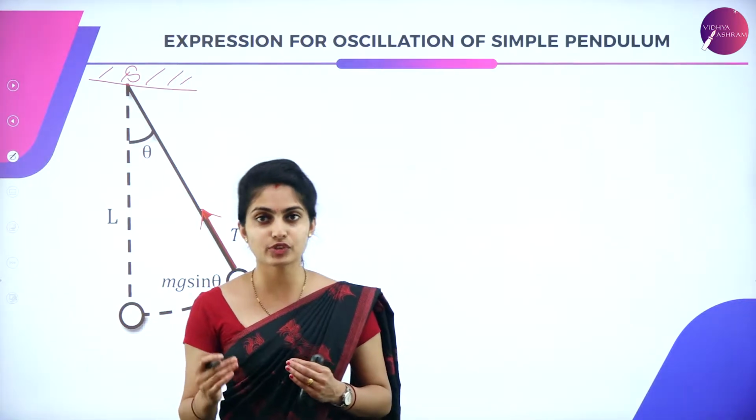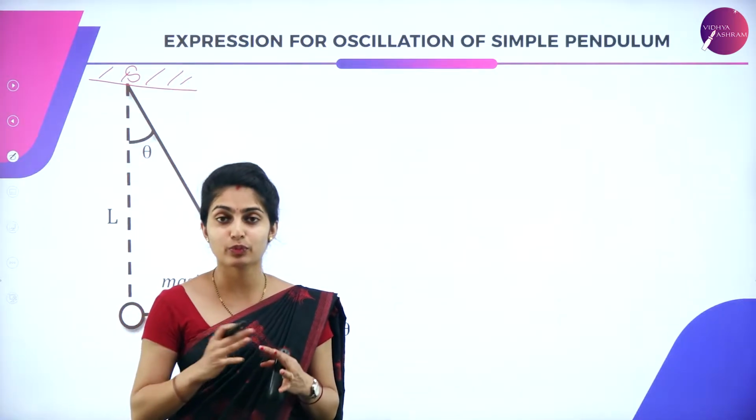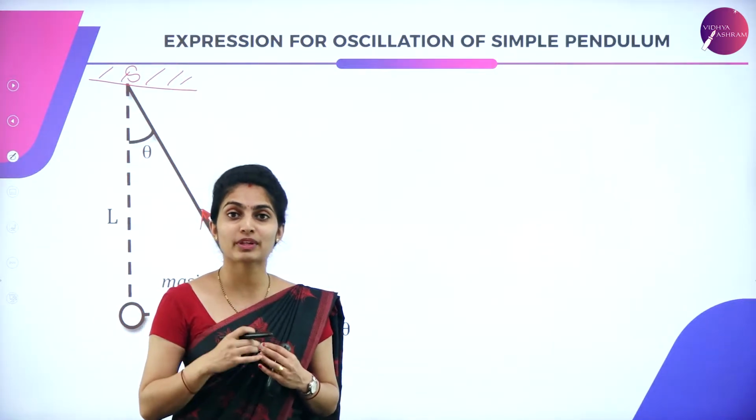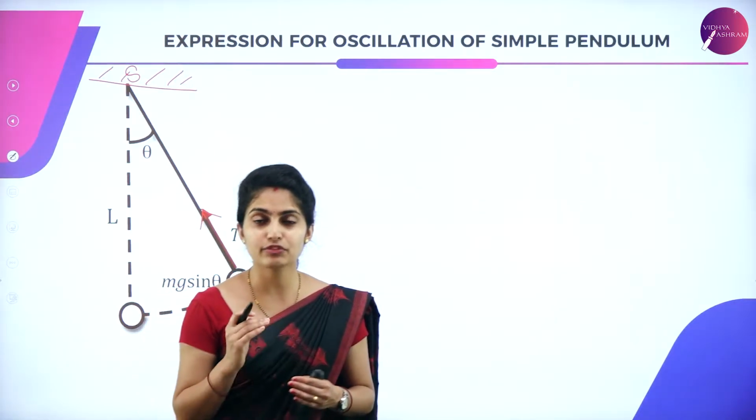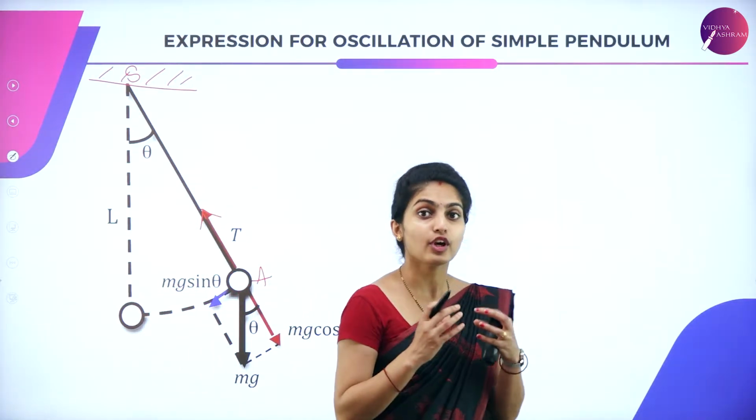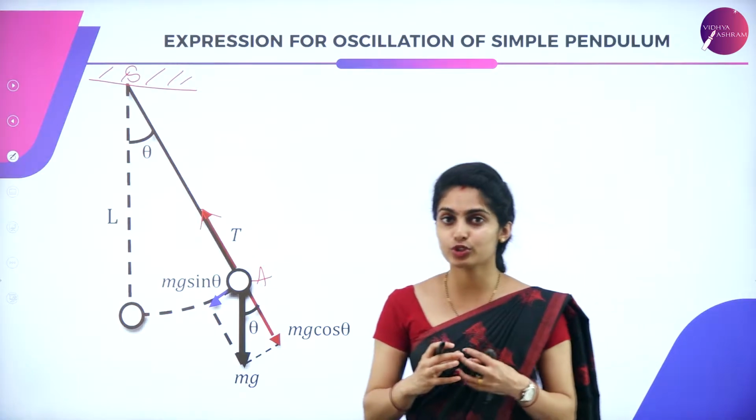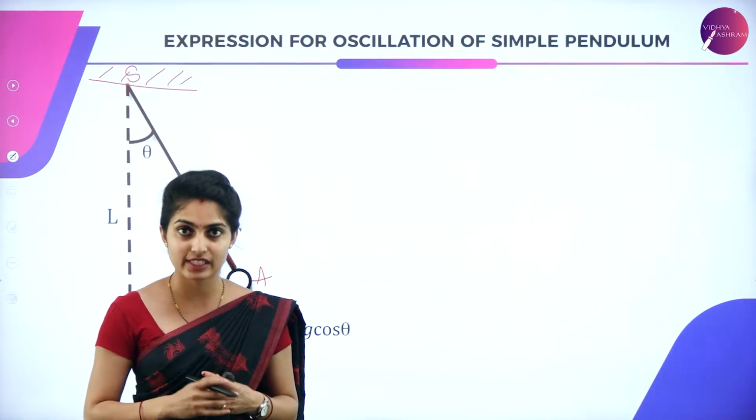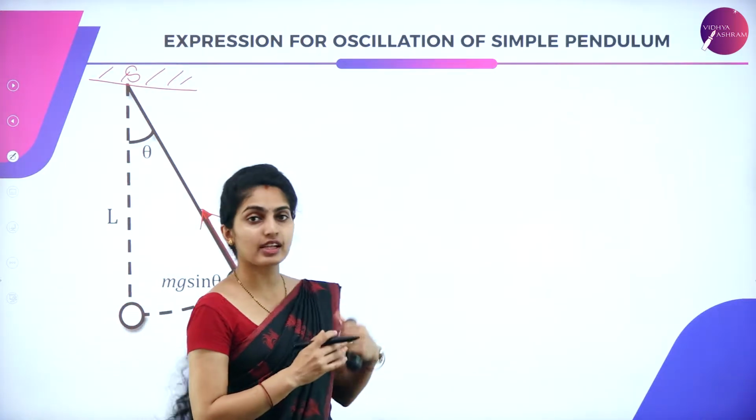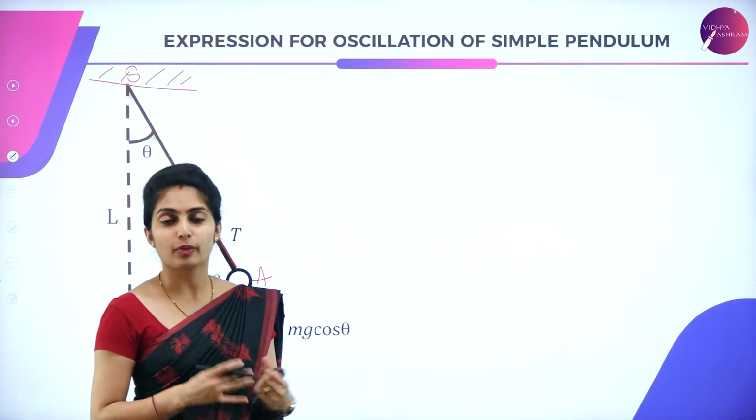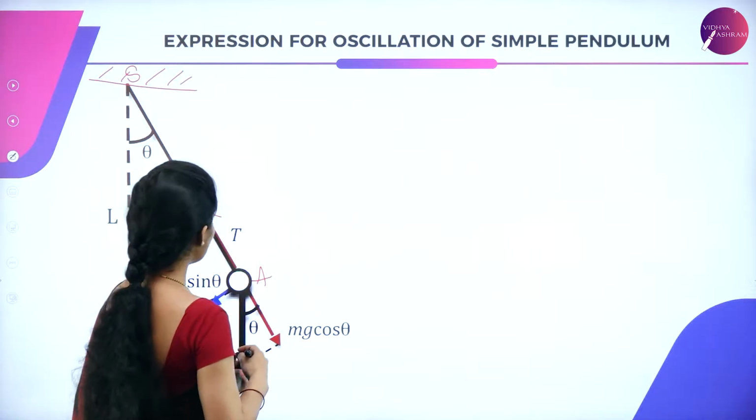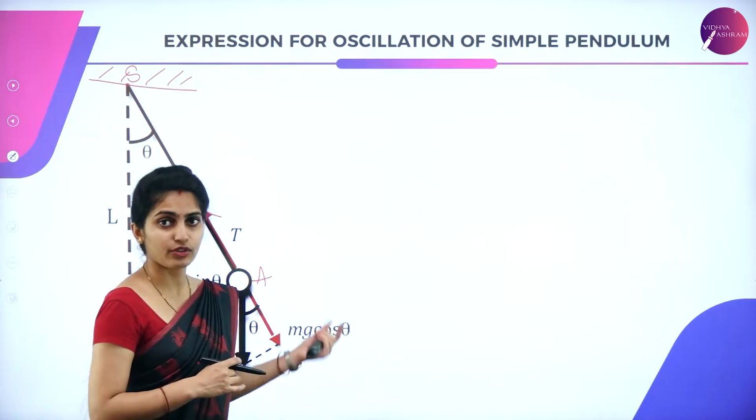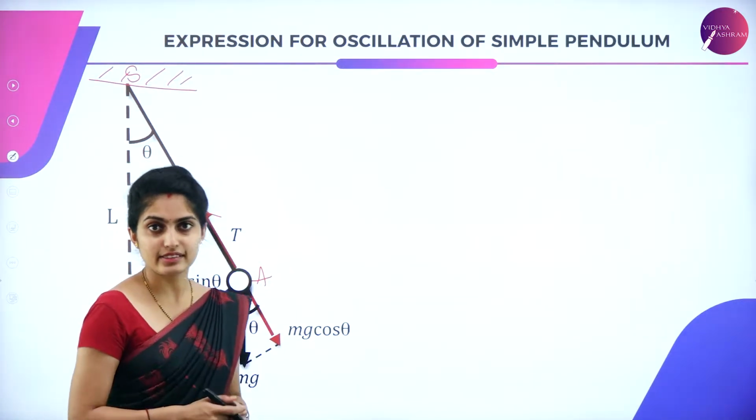Oscillations of what? It is the simple pendulum. As I told you in the previous session, we derived the expression for the time period in order to check for the oscillations, and we got the expression for the frequency. In a similar way, in today's class, under this topic, we are going to study the expression for oscillations of this apparatus, that is, the simple pendulum.